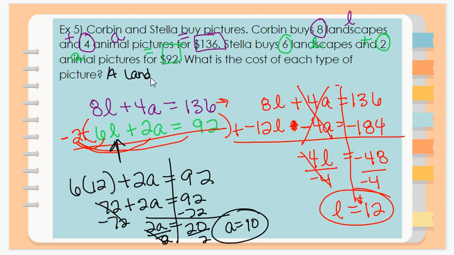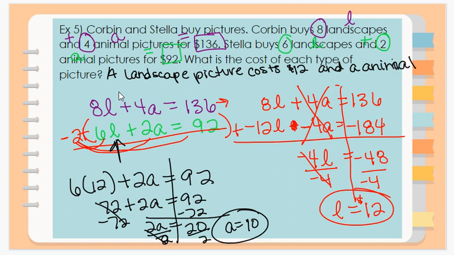So a landscape picture costs, that was L, $12. And an animal picture costs $10. Forgive the messy writing. It's hard to write on this tablet, so that's why I struggle sometimes.